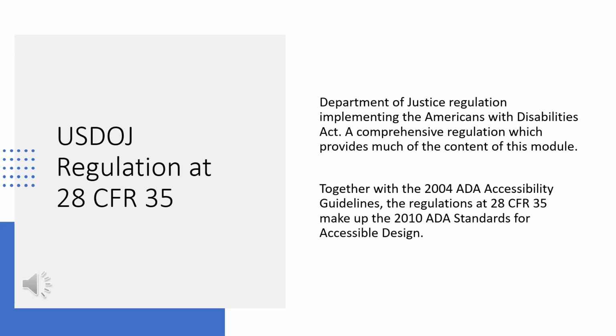The US DOJ regulation at 28 CFR 35 is the Department of Justice regulation implementing the Americans with Disabilities Act. This is a comprehensive regulation which provides much of the content of this module, many of the specific requirements for local entities or public entities, as the phrase is in the ADA. Together with the 2004 ADA accessibility guidelines, the regulations at 28 CFR 35 make up the 2010 ADA standards for accessible design.